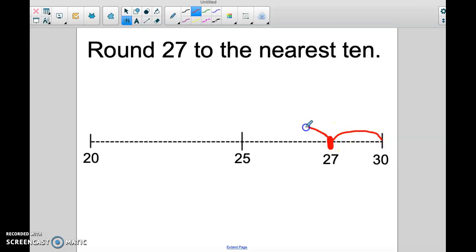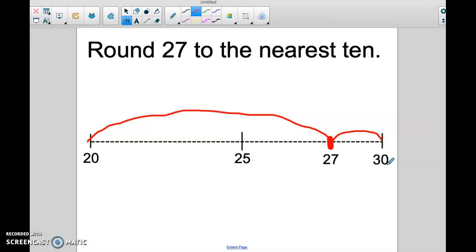One little mountain, and then one mountain. This will be able to show them visually which is the smaller distance. Is it 27 to 20 or is it 27 to 30? They should be able to identify that the distance between 27 and 30 is closer, which means that is the number you will round to.